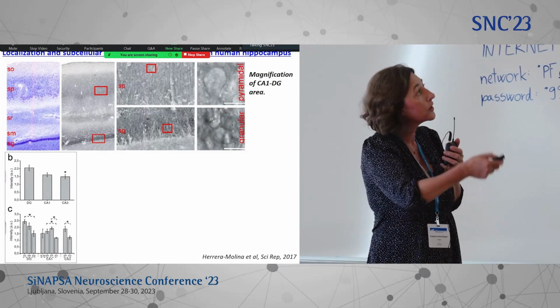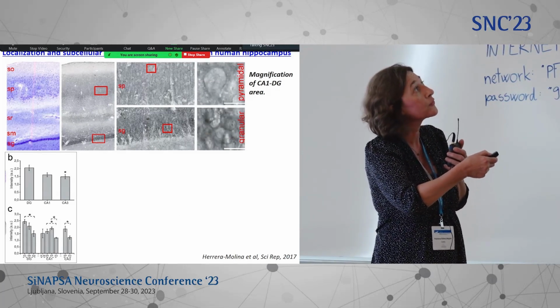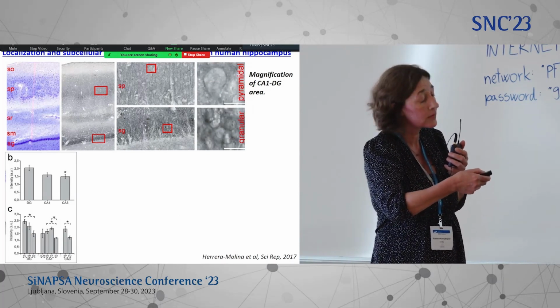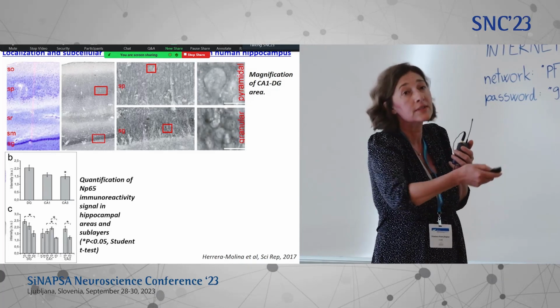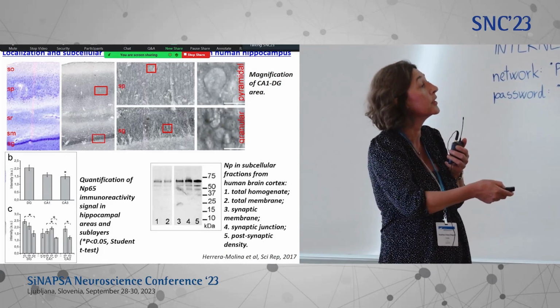If you just go into more details, into higher magnification, then we can see which type of cells express and in which layers of the hippocampus. So all there we see this high abundance of the neuroplastin expression.